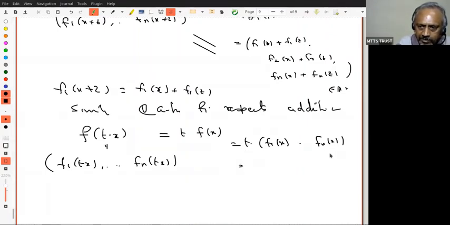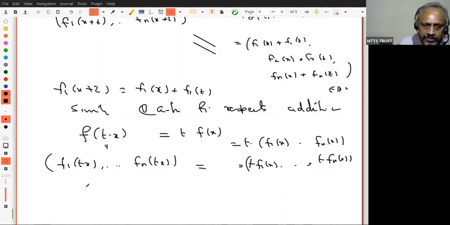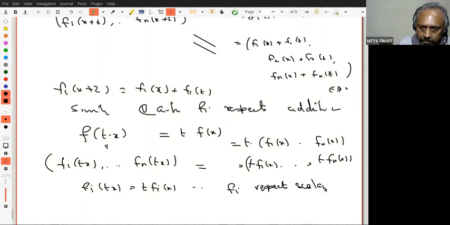Because f of x is this, t times. But how is the scalar multiplication defined? That is t times f1 of x, comma, t times f2 of x. Now since f is linear, these two are equal. That means f1 of tx must be equal to t times f1 of x and so on. Therefore, for each i, this must be true, for all vectors x in Rm, for all scalars t. Therefore, each fi respects scalar multiplication.